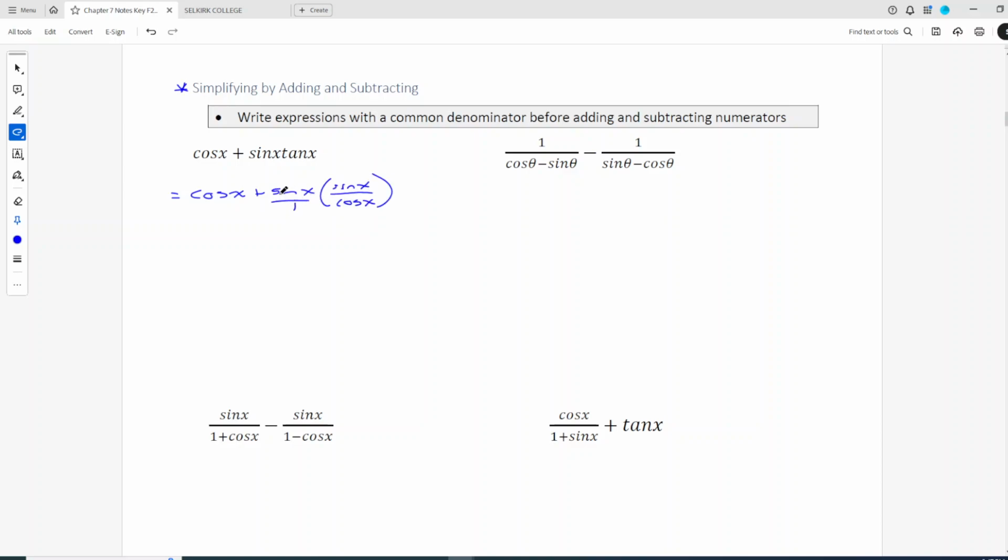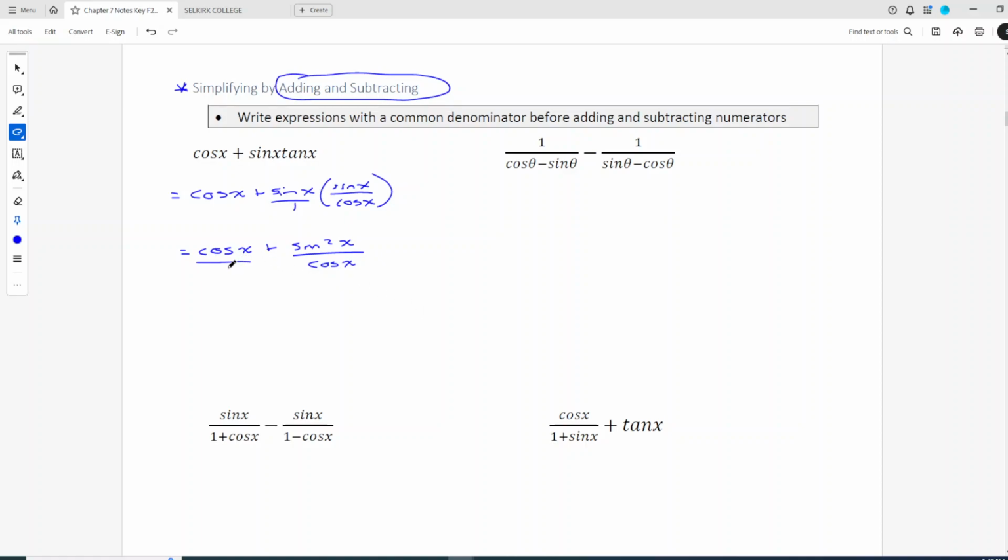Then I'm going to think of this as sine x over 1, so I'm going to multiply across. So I've got cos x plus sine squared x over cos x. And if this was the first lesson, I'd be like, well done, you're done. But we're learning how to simplify by adding and subtracting. So what will happen is that you'll always end up with 2 or 3 terms, generally just 2, where you have to add them. To add fractions, you need a common denominator.